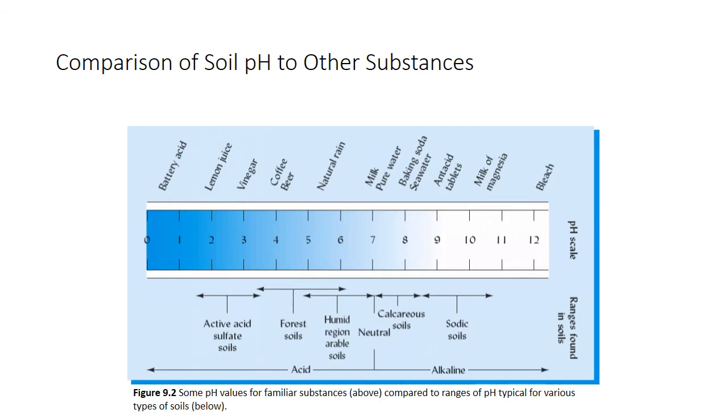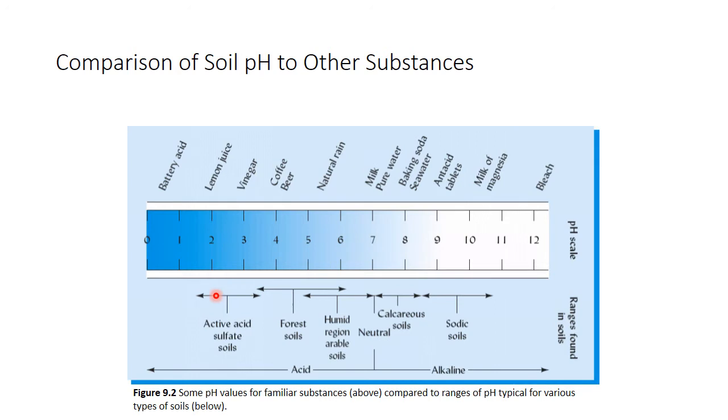For some context, here is a range of different pHs. It shows some example soil types and what is normal for a pH for those soils, as well as some other liquids or materials that you might be more familiar with. Let me get my pointer going here. All right, so on the lower end we have battery acid, a pH of around 1.